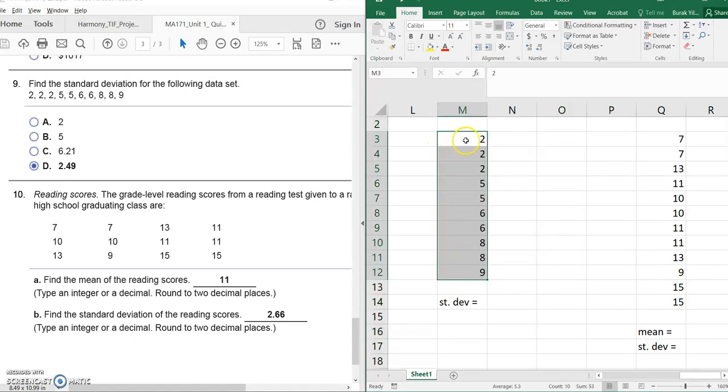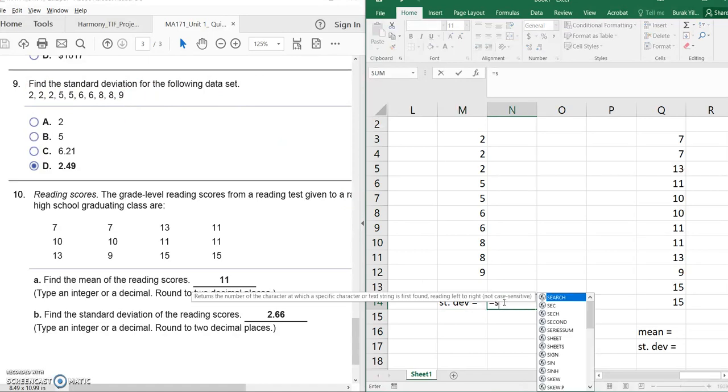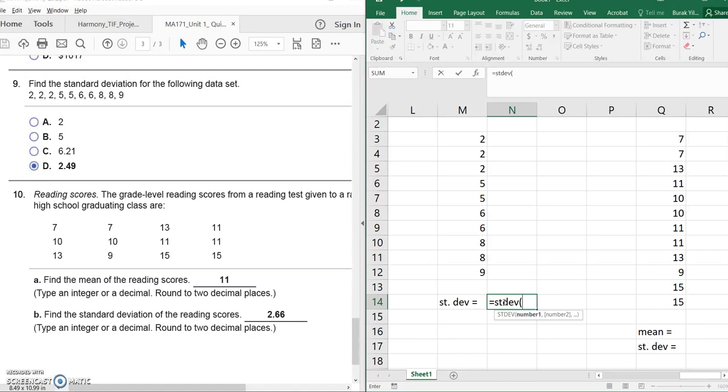I typed in all of these numbers in the given sets, and the standard deviation. Again, we're going to use the formula. Standard deviation is stdev, open parentheses, choose all these numbers, and then close parentheses, hit enter. This is your standard deviation, and make sure you round to the 2 decimal places. So it's 2.63.